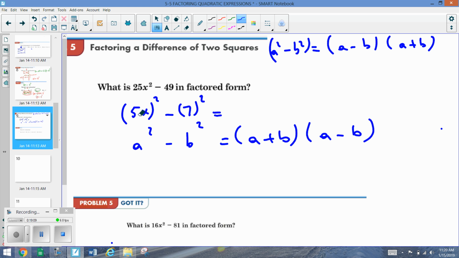A minus b. So what is a? 5x. What is b? 7. So that makes 5x plus 7, and 5x minus 7. Basically, you just don't see these exponents. Write these plus and minus here. Does that make sense? Yes.